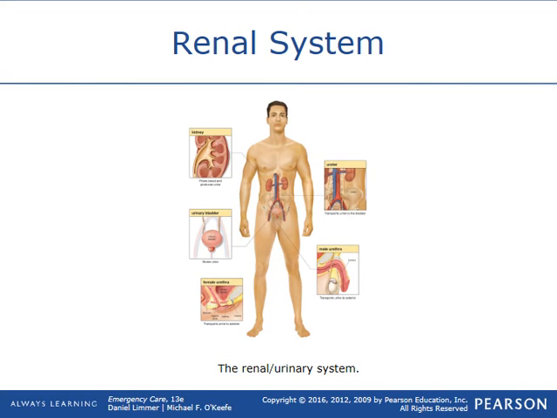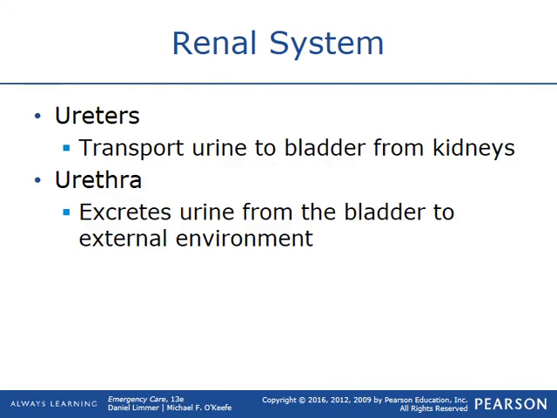There are the components of the renal system: the kidney, the urinary bladder, the ureters, the female urethra, and the male urethra. The ureters transport urine to the bladder from the kidneys, so there are two ureters, and the urethra excretes urine from the bladder to the external environment, so there's only one.